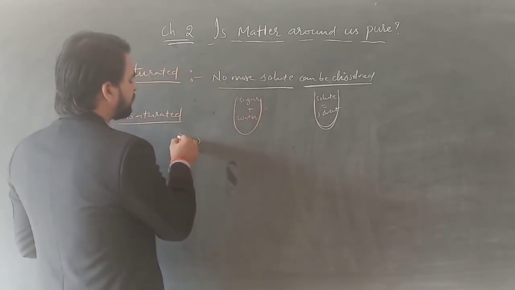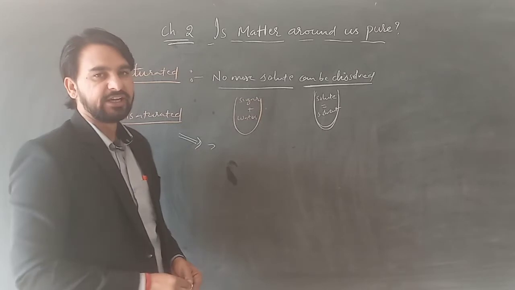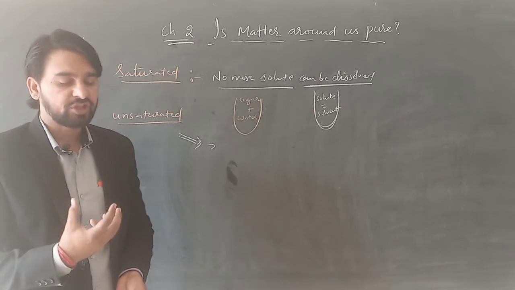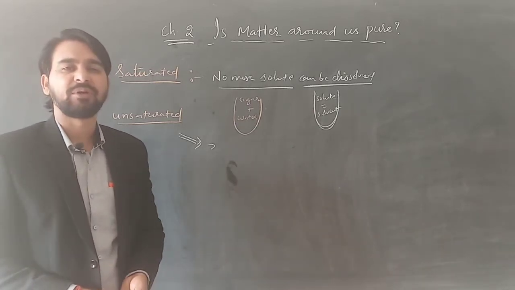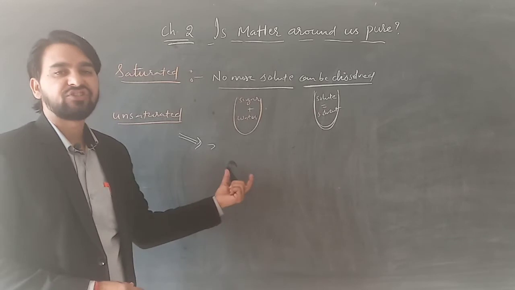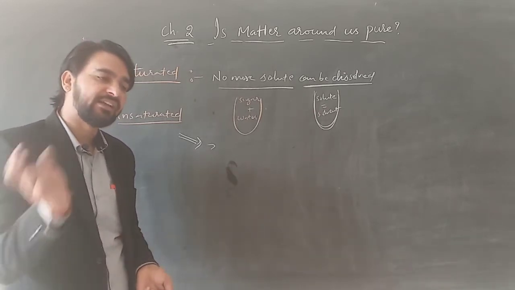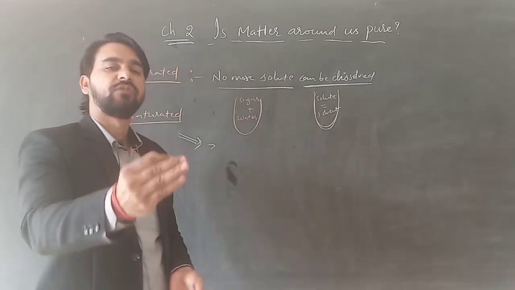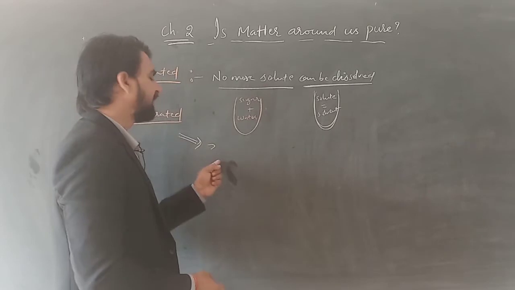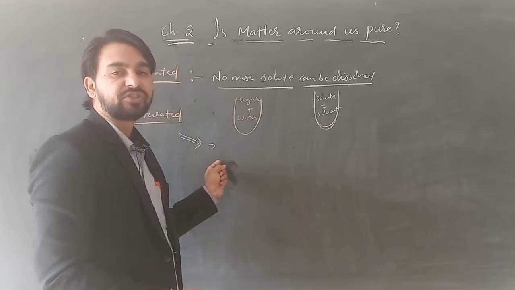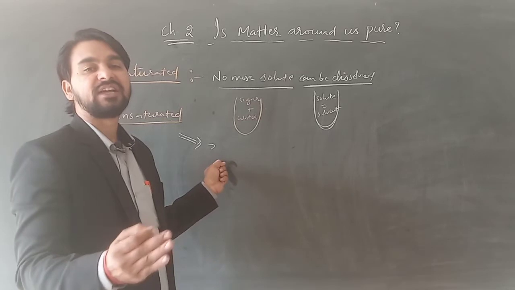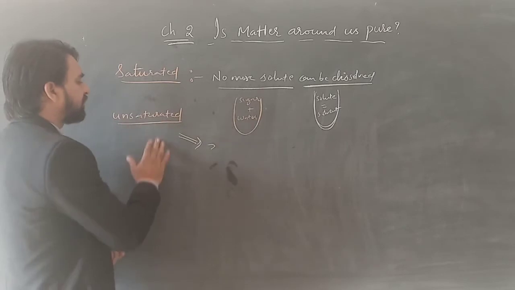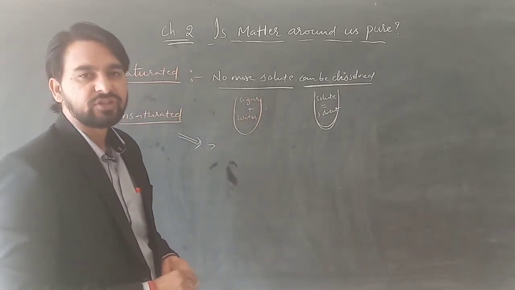Then what do you mean by the unsaturated solution? Here, an unsaturated solution is one type of solution where more solute can still be dissolved in the given amount of solvent. It has not reached saturation yet, so we can still add more solute to it and it will get dissolved in the given amount of solvent. Then we refer to it as an unsaturated solution. What type of solution is it? Unsaturated solution it is. Okay students, I think you are clear with the saturated and unsaturated solution.